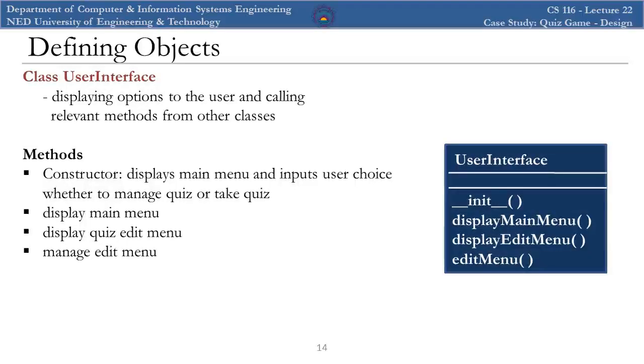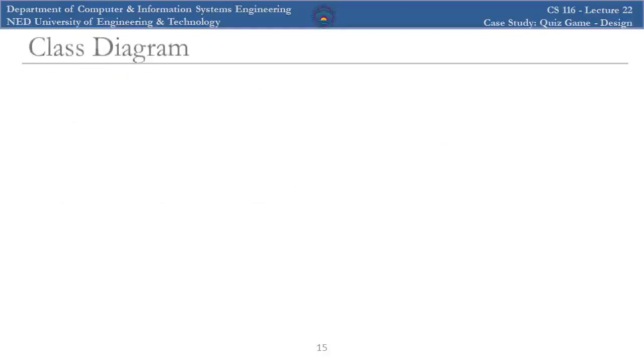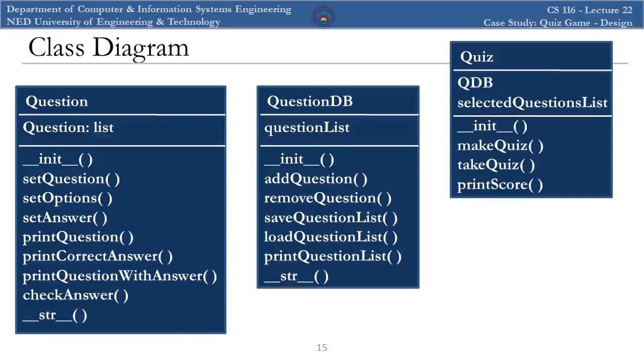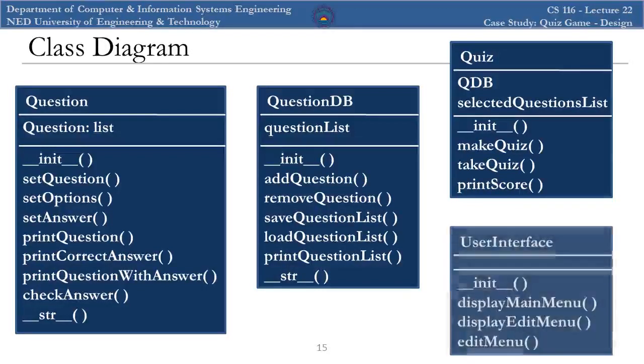So here's the class. So now we have 4 classes. These are our finalized classes. This was class 1 question, then second class question DB, third class quiz or create quiz. I think create quiz would have been a better name, but I've already done all the coding using this name, so I cannot help it now. Okay, this is the fourth class, the user interface class.